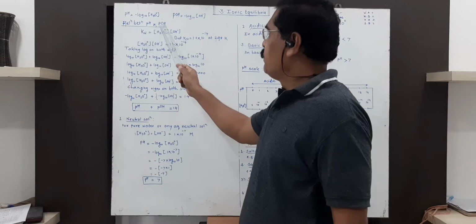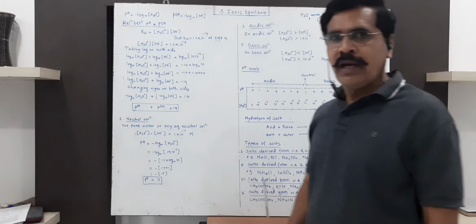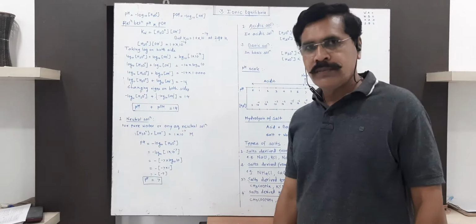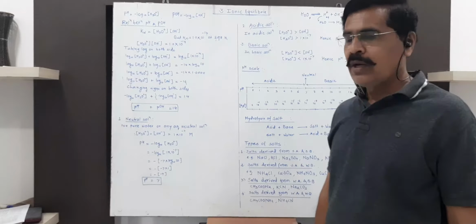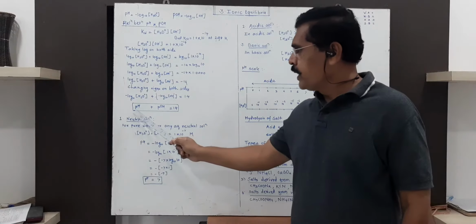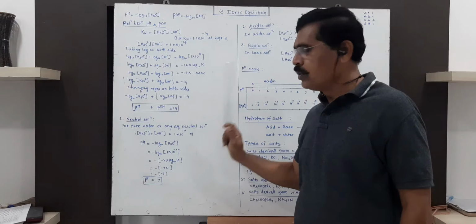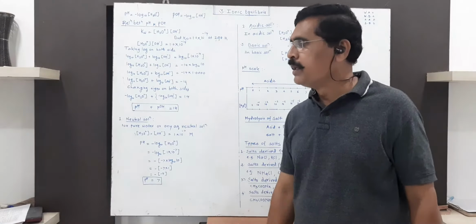A relation between pH and pOH. The question will always be asked for 2 marks. Give the relation between pH and pOH, or show that pH plus pOH is equal to 14. The simple relation is here.